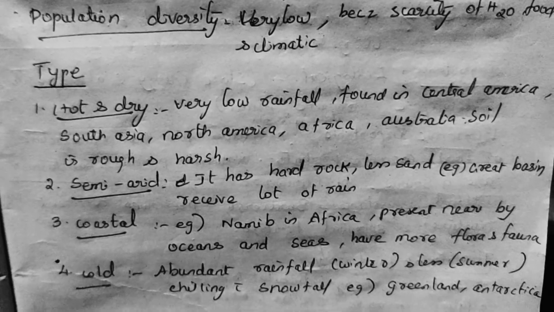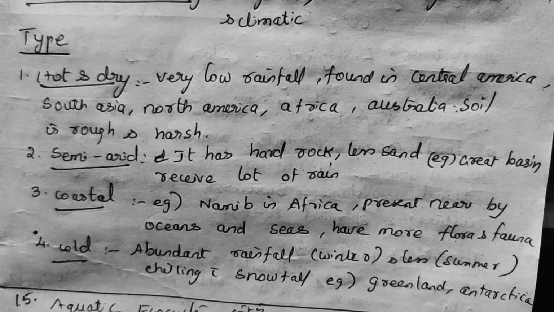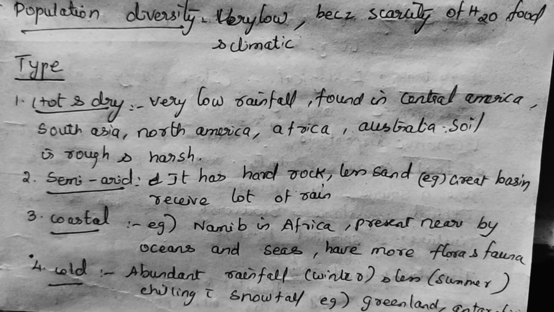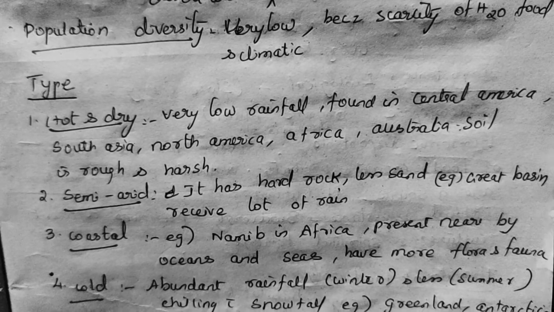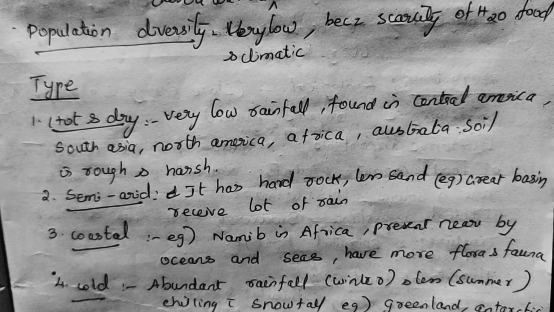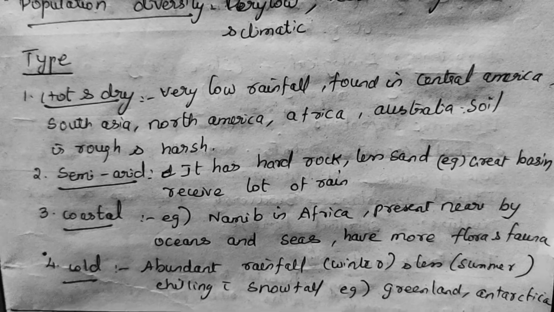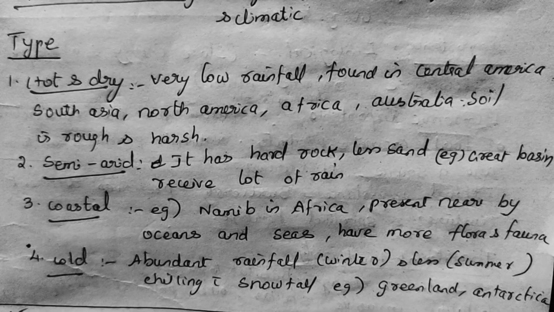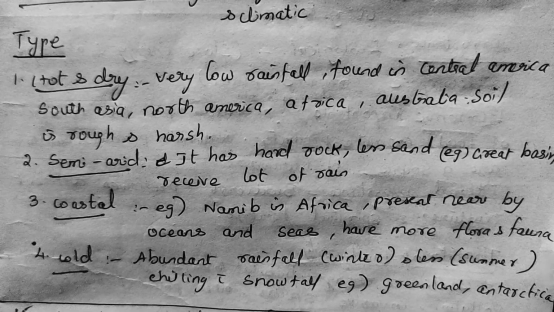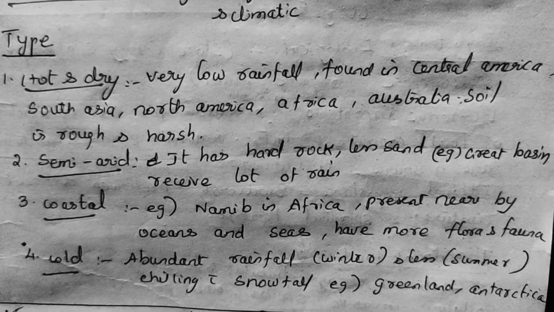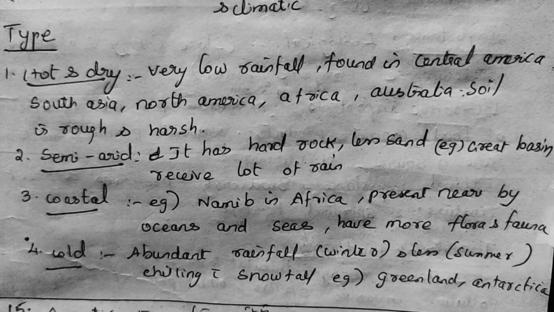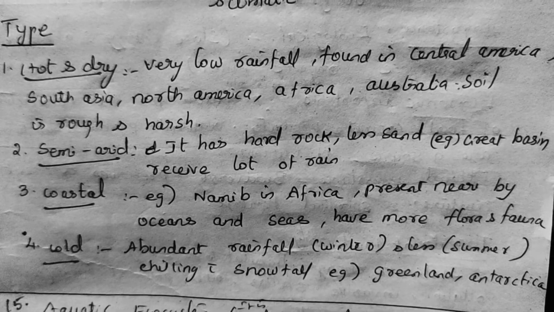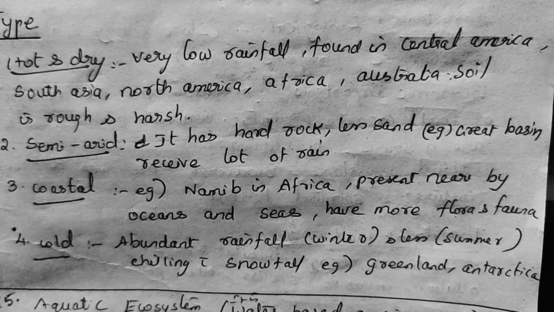And next, move on to the hot and dry type. You have very low rainfall found in Central America, South Asia, North America, Africa, and Australia. Soil is very rough and harsh and semi-arid. So it has hard rock and less sand. Example, Great Basin. And in the coastal region, example Namib in Africa, it is present nearby oceans and seas and has more flora and fauna.